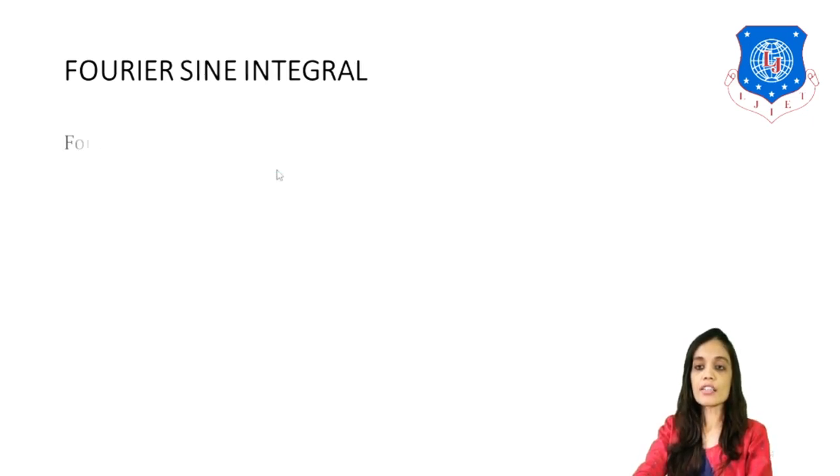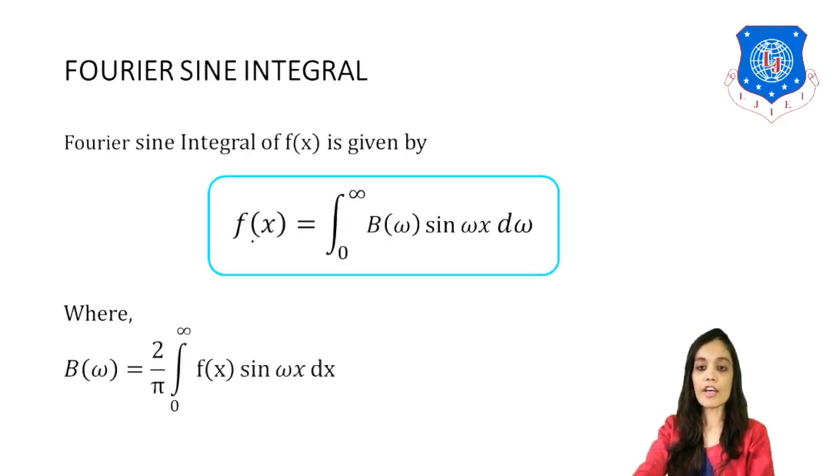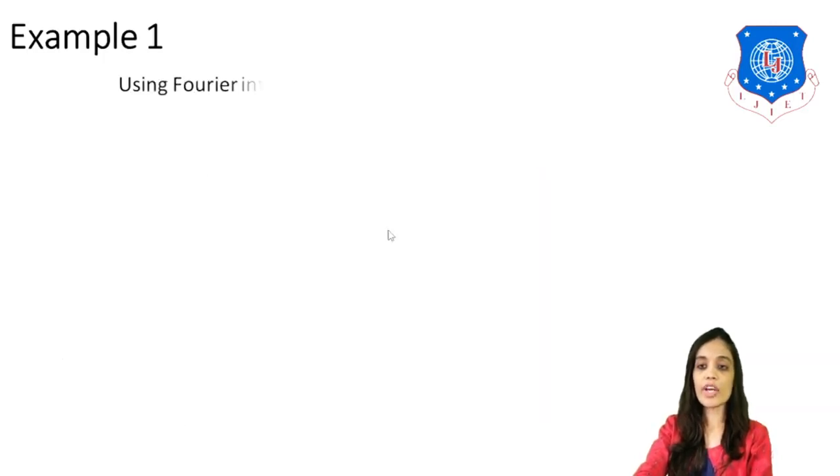Now let us discuss the next topic, that is Fourier sine integral. Fourier sine integral of f(x) is given by f(x) = integral from 0 to infinity of B(ω) sin ωx dω, where B(ω) is given by 2/π integral from 0 to infinity of f(x) sin ωx dx. So whenever you are asked to find Fourier sine integral, you have to find B(ω) using this formula and substitute in this. So now let us study a few examples.